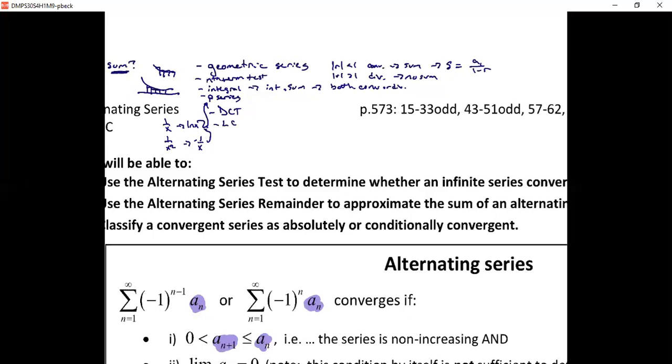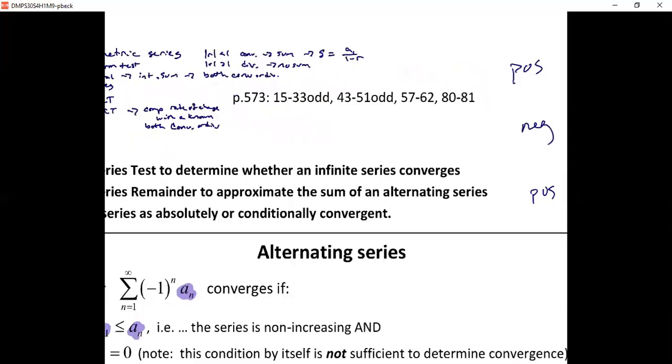Then we had the limit comparison test, and the limit comparison test said, okay, let's compare the rate of change with a known function. And if they change at the same rate, they will either both converge or both diverge. So that's a very quick recap of where we've been so far.